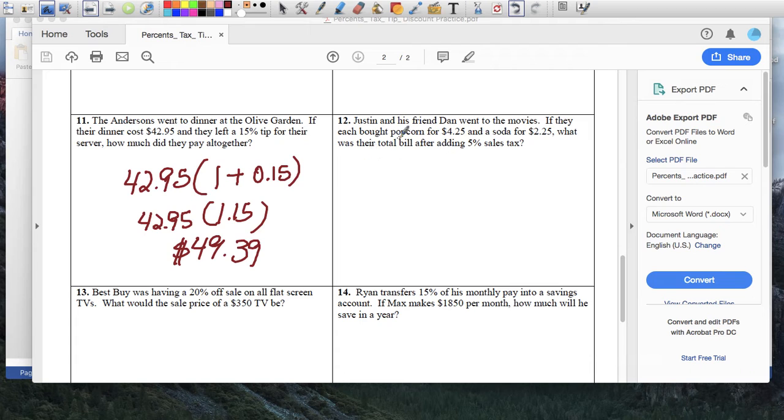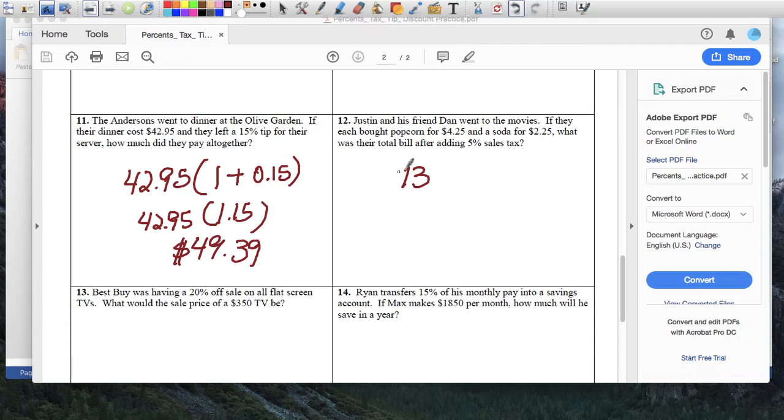Blah, blah, blah. They each bought popcorn and a soda. What was the total bill after adding 5% tax? So they bought, so that's $8.50, right? Because they each bought a popcorn. Plus $4.50, because they each had a soda. So they spent $13 on all that junk food.